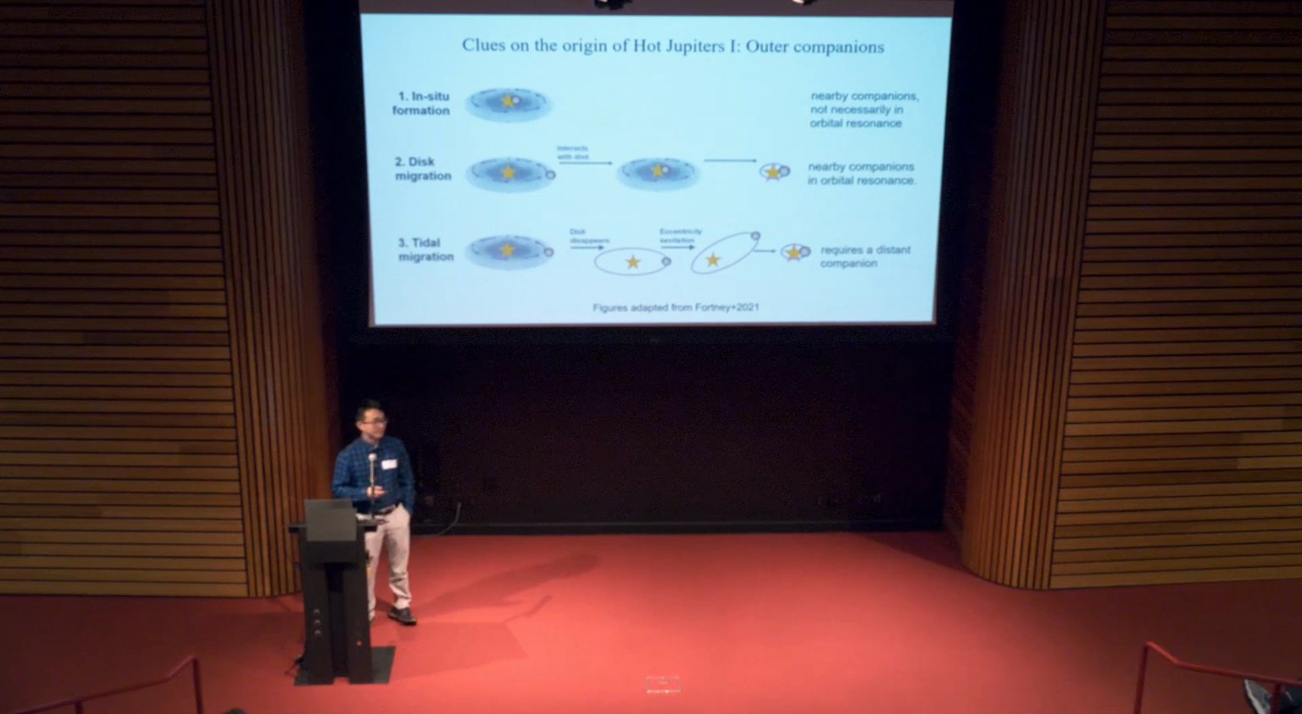And finally, in the more dynamically hot view of high eccentricity tidal migration, the idea is that the hot Jupiter initially started further out and its orbit got excited. And as it got very eccentric, it experienced significant tidal damping from the star to both circularize its orbit and also move it closer in. So this theory obviously requires a distant and probably massive companion.